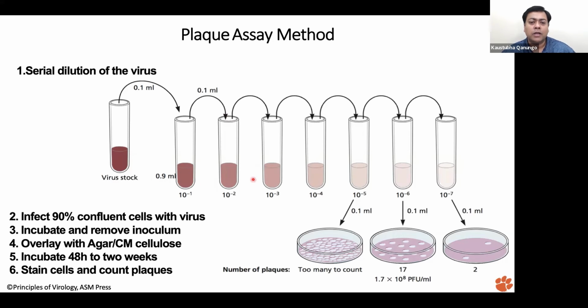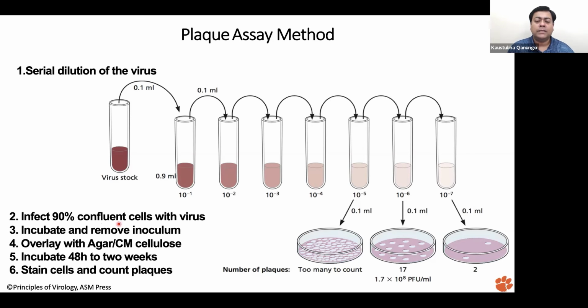We actually do not take these. We usually take the higher dilutions. And from there, we take just 0.1 ml into some Petri plates, which have 90% confluent cells. Confluent means 90% of the Petri plate, not 100%, because then the cells will start dying before the virus actually replicates due to contact inhibition.